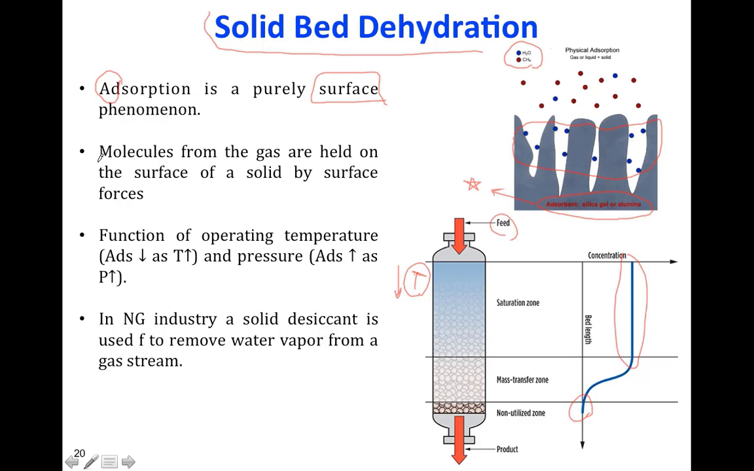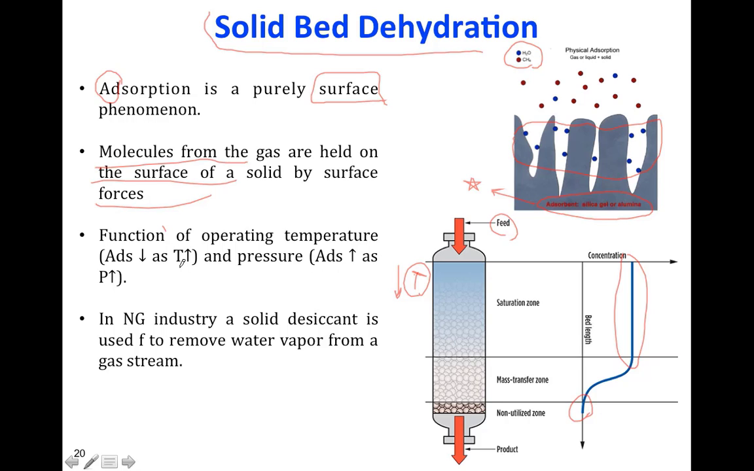Okay, so what will happen? The water molecules will be held on the surface of the solid. They will be trapped on the surface of the solid, and after all the solid particles are saturated with water, they cannot adsorb more water. We have to stop the column. We have to use a hot gas, let's say a hot inert gas like nitrogen. We send it to the column, and it vaporizes the water from the solid. It will be vaporized and collected in another column. I will show you the configuration in the next slide.